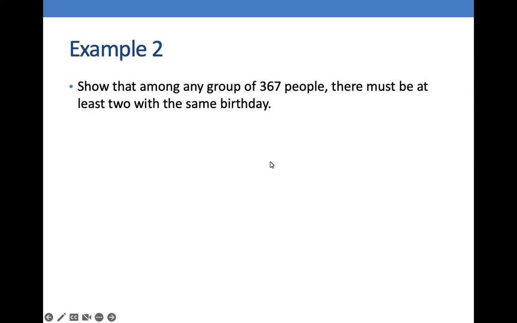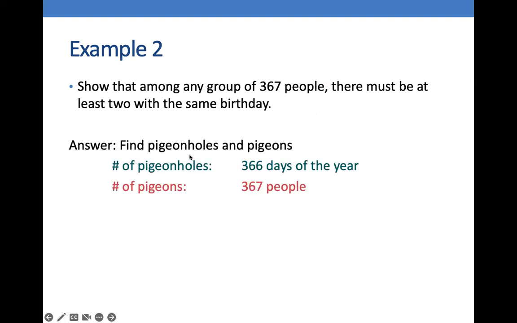So in this video, we are going to discuss some examples of the pigeonhole principle and how we can use it. So here goes the first example. Show that among any group of 367 people, there must be at least two with the same birthday. So first, we must find the pigeonholes and the pigeons.